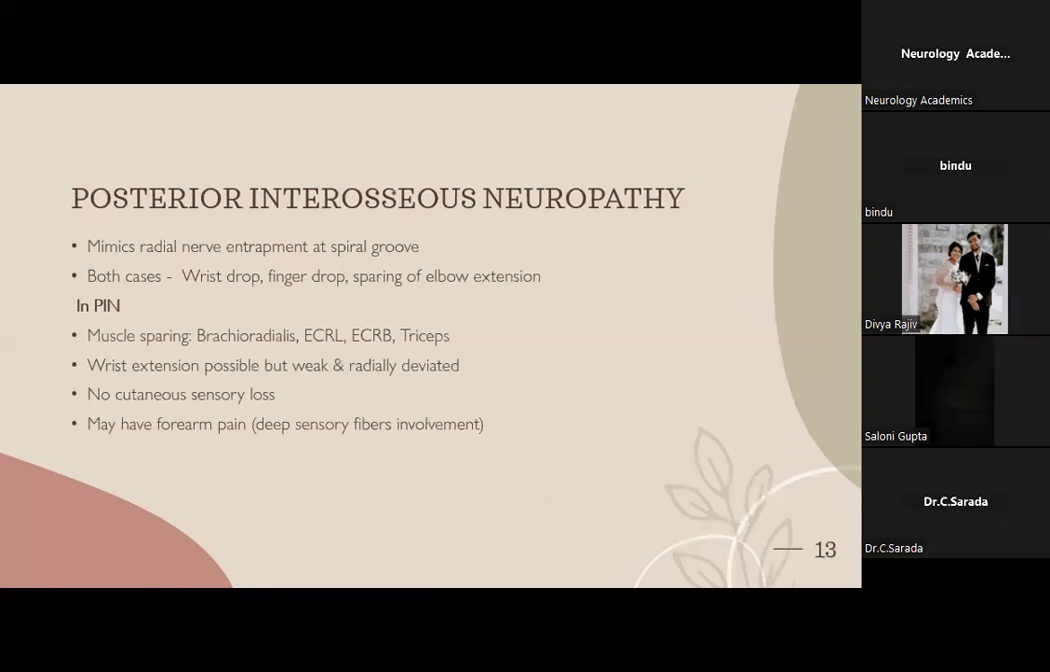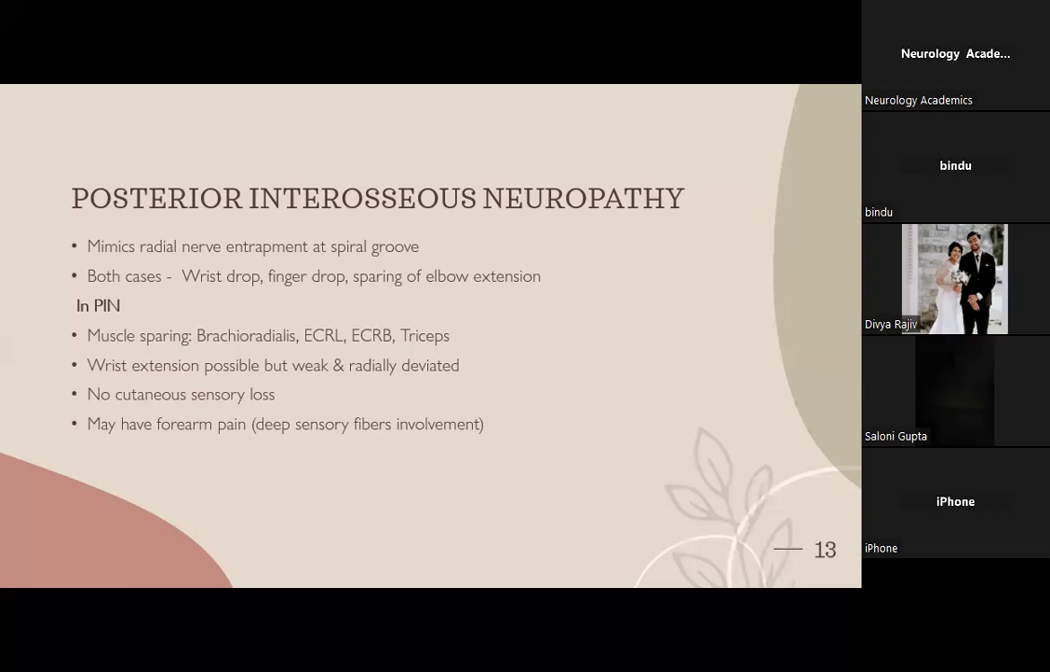Coming to posterior interosseous neuropathy, it is a pure motor branch of the radial nerve. The radial nerve divides at the level of the supinator into the posterior interosseous nerve. It enters the supinator muscle and supplies the wrist and finger extensors. So it mimics radial nerve entrapment at the spiral groove. In both cases, there will be wrist drop and finger drop, sparing the elbow extension. But in posterior interosseous neuropathy, the brachioradialis, extensor carpi radialis longus and brevis, and triceps are spared. We all know that at the elbow, the radial nerve gives muscular branches to the extensor carpi radialis longus, brevis, and supinator.